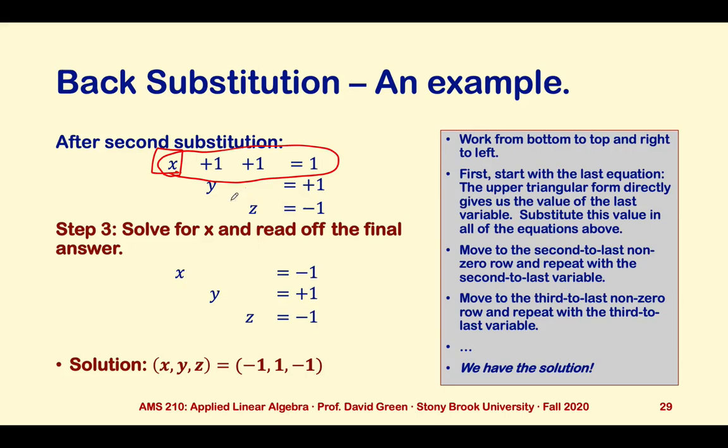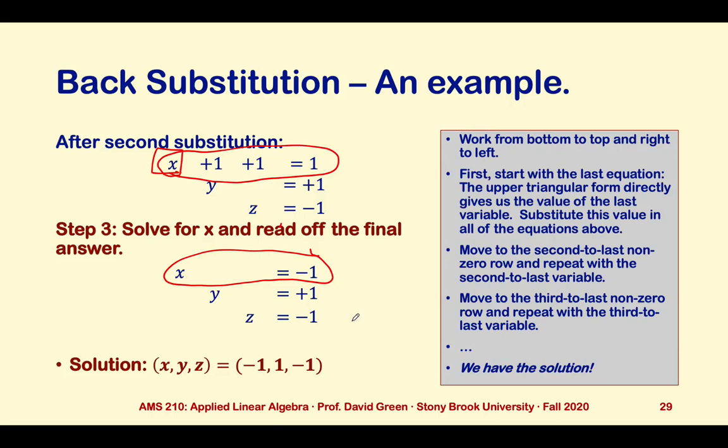That single variable is leftward of the variable that we just found. Solve for x. x plus 1 equals 1 means that x must be -1. At this point, we have a complete solution. Our system now simply tells us x is -1, y is +1, z is -1.